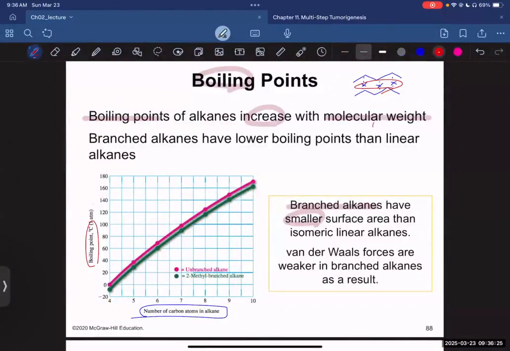So, in summary, boiling points of alkanes are going to increase with molecular weight, because they have more carbons or longer chains. And also, branched alkanes are going to have lower boiling points than linear ones because they have a smaller surface area.